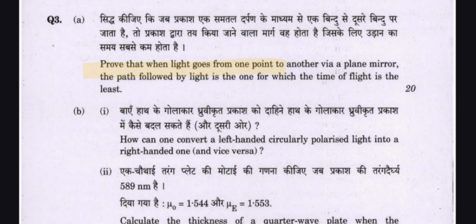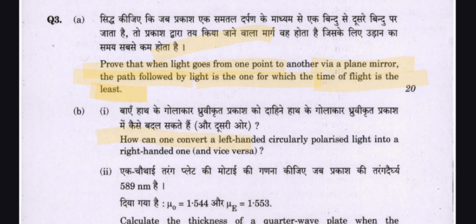Prove that the light going from one point to another point via a plane mirror follows the path for which the time of flight is the least. So the least time law is Fermat's principle. So this is related to optics.